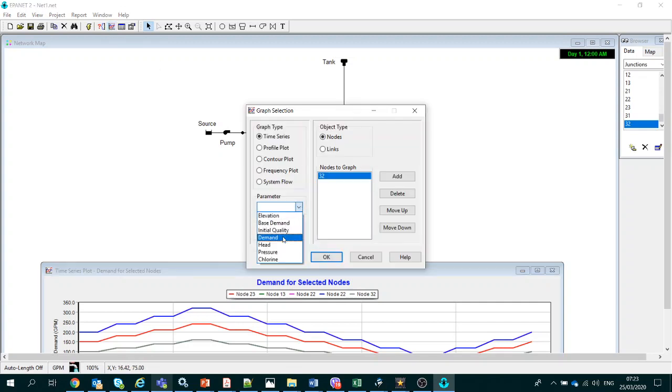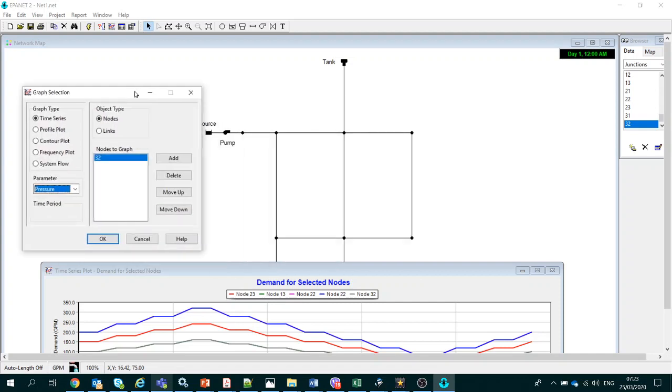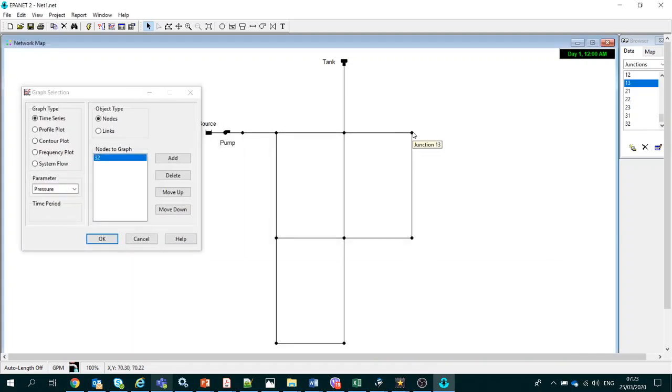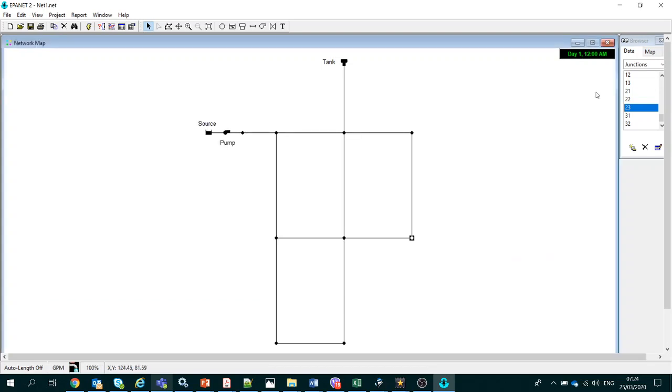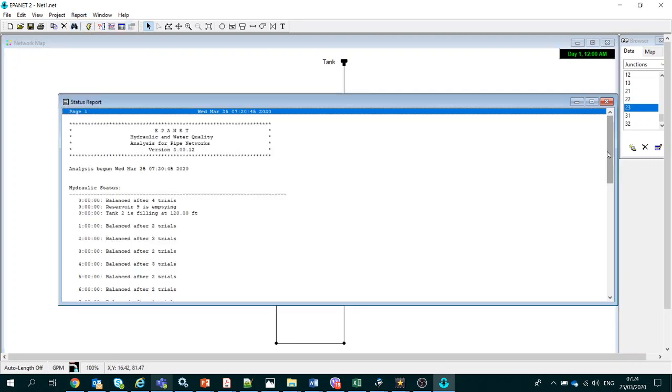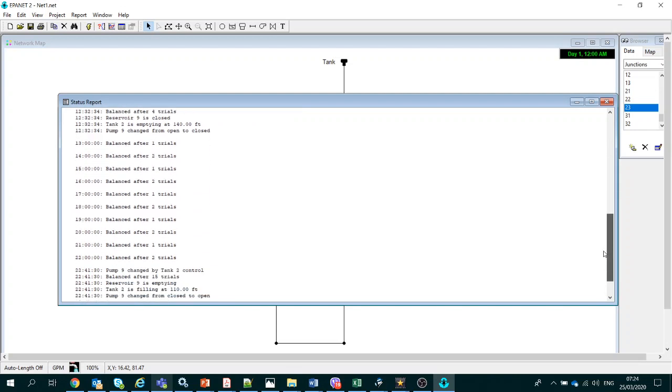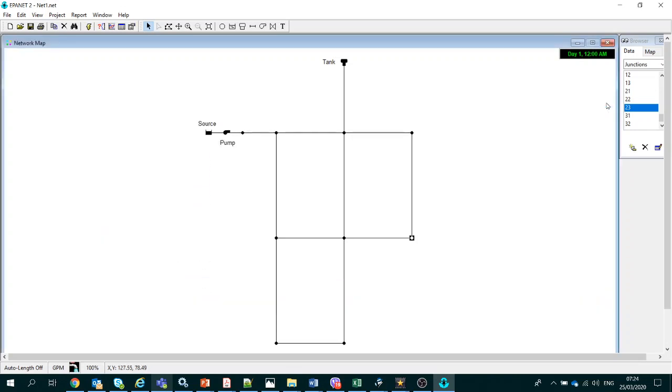This time pressure. Like this. So that is how you use the basic simulation abilities of EPANET. And you can also look at here the status report, which shows some of the details about the hydraulic analysis and how it is proceeding over the simulation period. In this case, it's 24 hours.